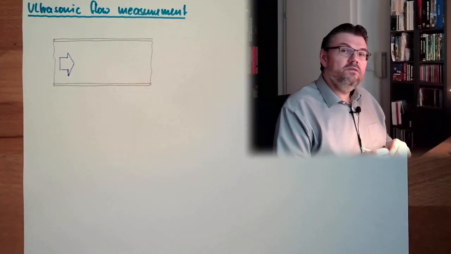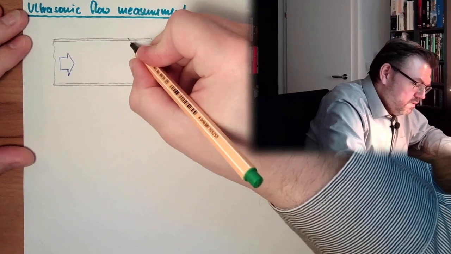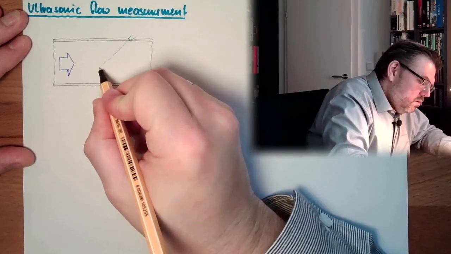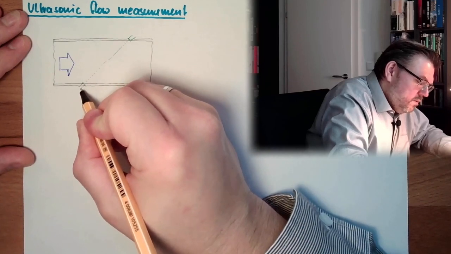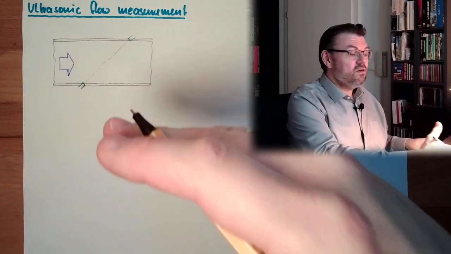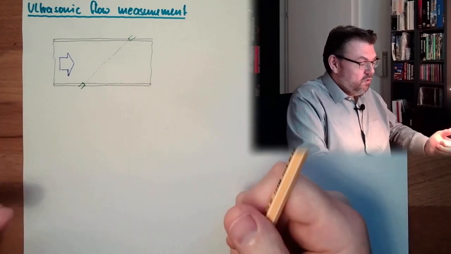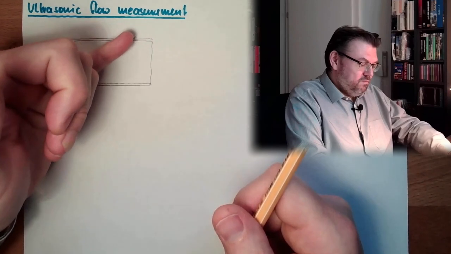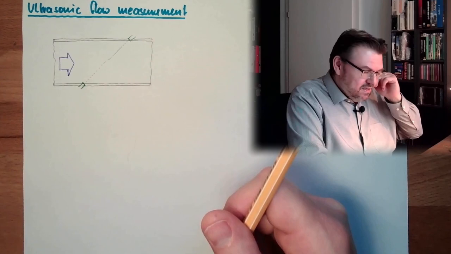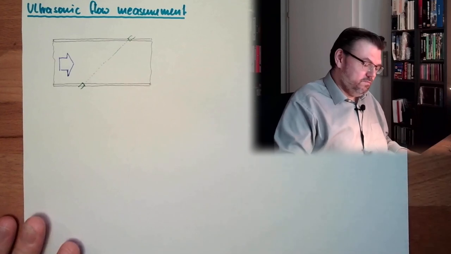Actually, what we're introducing are two sensors, one here and one here. All right, two sensors on opposite sides of the pipe and a little bit apart from each other. So the direct connection between the two sensors is a little bit off axis. Yeah, so not radial, but a little bit tilted.